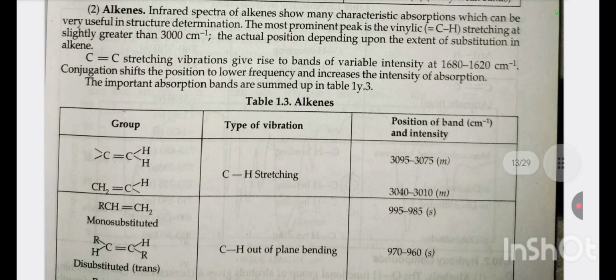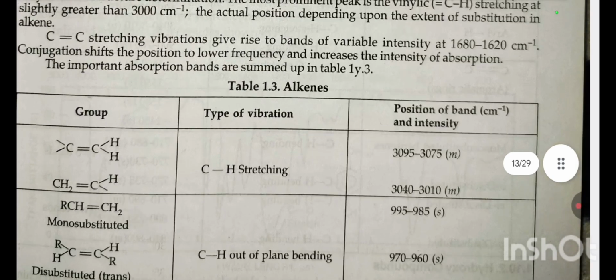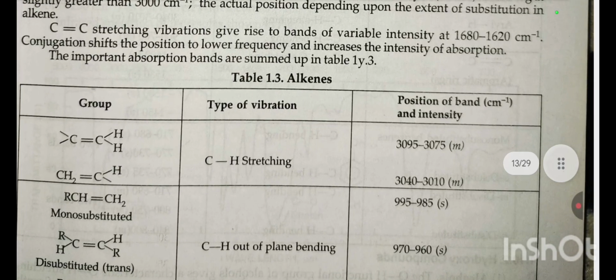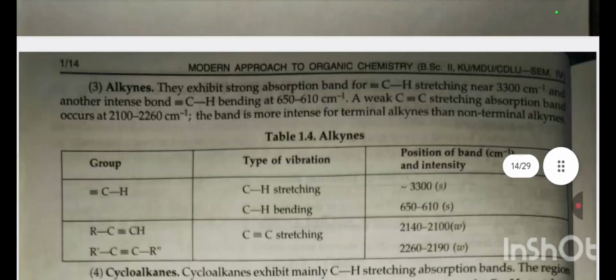Alkenes. Infrared spectra of alkenes show many characteristic absorptions which can be very useful in structure determination. The most prominent peak is the vinylic double bond C-H stretching at slightly greater than 3000 cm⁻¹, the actual position depending upon the extent of substitution in the alkene. C=C stretching vibration gives rise to bands of variable intensity at 1620 cm⁻¹. Conjugation shifts the position to lower frequency and increases the intensity of absorption.